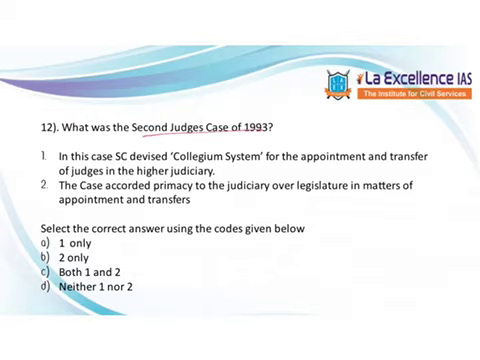This case is very important because this is where the Supreme Court devised the collegium system for appointment and transfer of judges in the higher judiciary. The case accorded primacy to the judiciary over the legislature. We are all well aware who is appointing the judges. It is the President, so the executive. So in this case, the Chief Justice of India, or the judiciary, was given primacy over the executive. So answer is A. Next question.